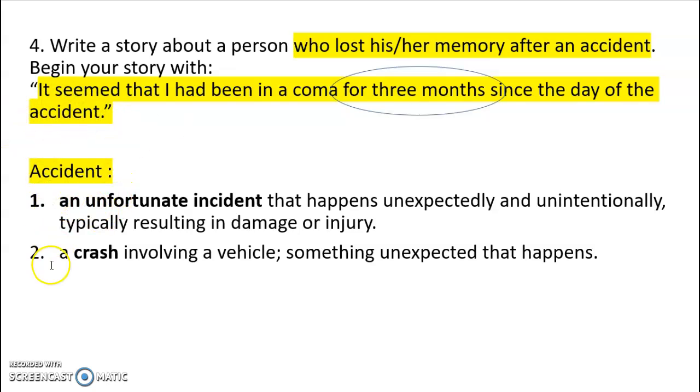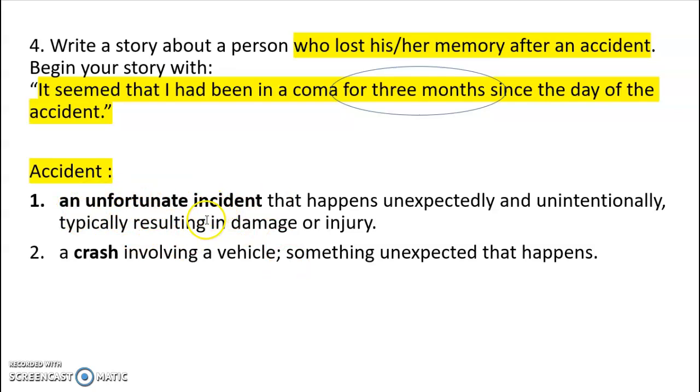Accident here has two meanings. Meaning number one is an unfortunate incident that happens unexpectedly and unintentionally. Sesuatu yang berlaku tanpa dirancang. Okay, sesuatu kemalangan yang berlaku. So kemalangan here is not necessarily a car accident, yeah. It can be any type of accident at home or outside, resulting in damage or injury. Number 2, a crash. Ini adalah kemalangan jalan raya lah. But unfortunate incident can refer to any type of incident, any type of accident at home.